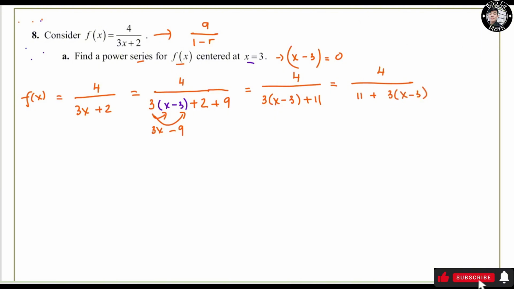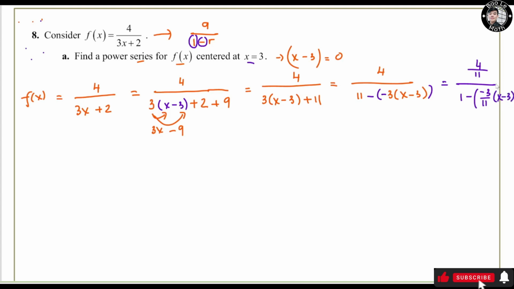Now I need the subtraction sign right here, but this one is an addition sign. So I replace the addition sign with two negative signs, and it can look like this. Now I need this to be 1, so I divide the top and bottom by 11. This turns out to be 4 over 11 divided by 1 minus negative 3 over 11 times (x minus 3).